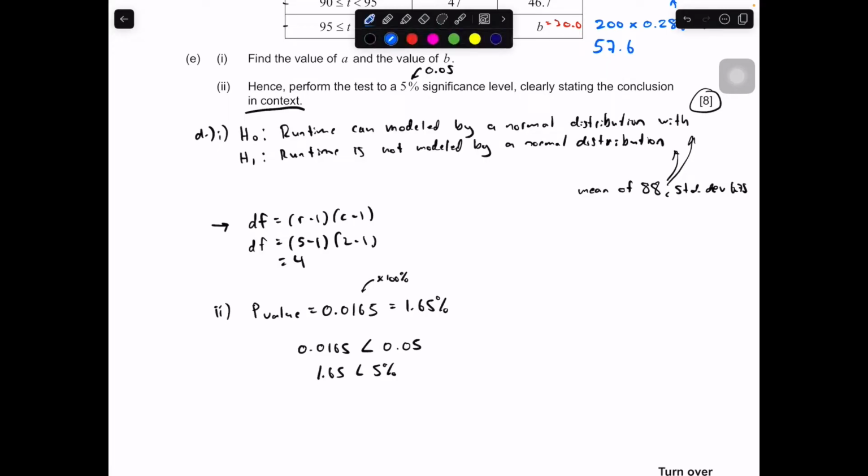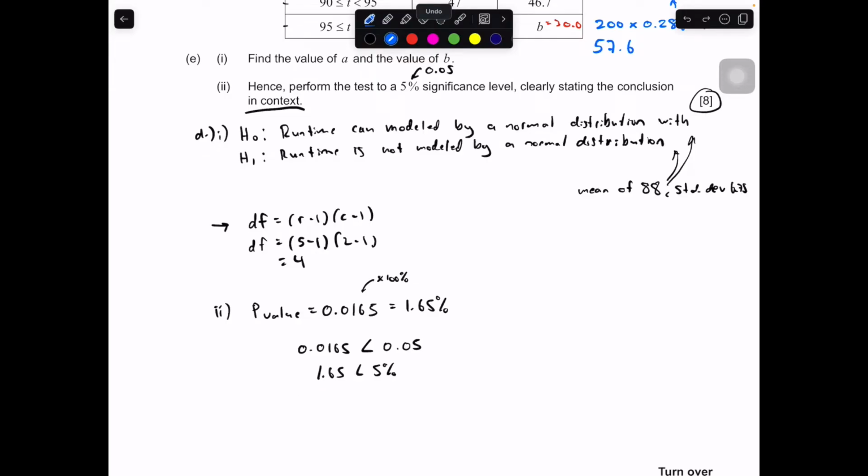Remember, a kind of intuitive way to remember this is just the probability that the null hypothesis is true. And 1.65% is very, very slim chance. We needed 5% or more to say that, hey, maybe the null hypothesis is true. In this case, 1.65%, very, very small chance that the null hypothesis is true, very small chance that we see these kind of results just based on probability alone.